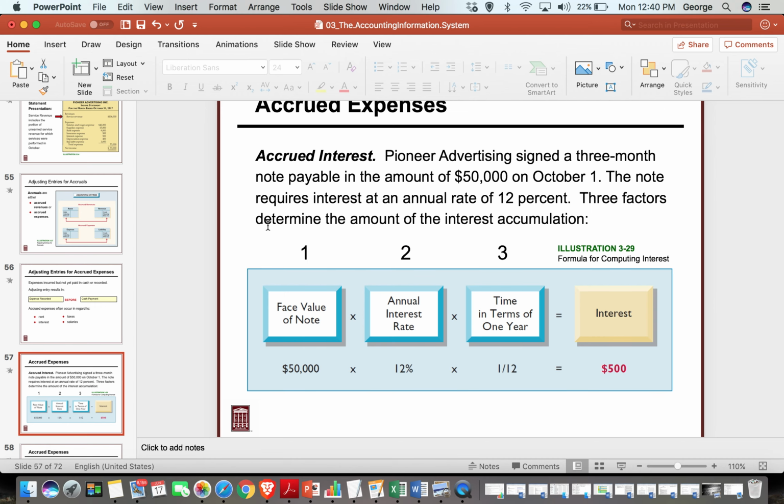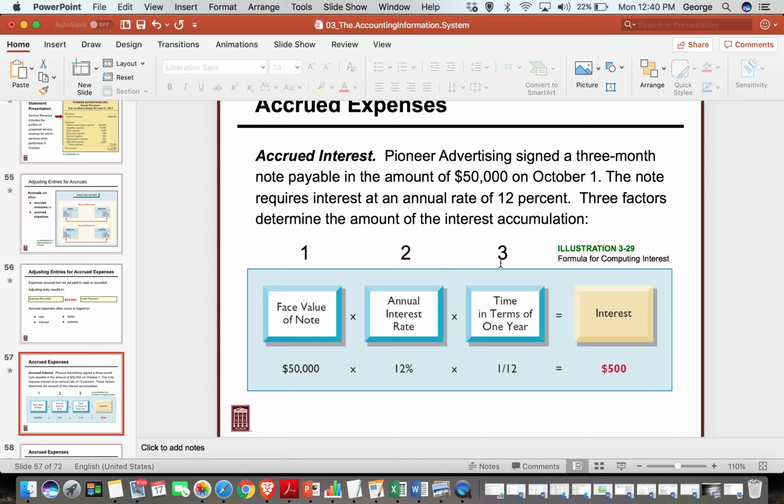All right, so we're going to look at a note. Pioneer Advertising signed a 3-year note for $50,000. The note carries an annual interest rate of 12%. So 3 factors determine the amount of the interest, right? Principal times rate times time. And time would be in terms of 1 year.